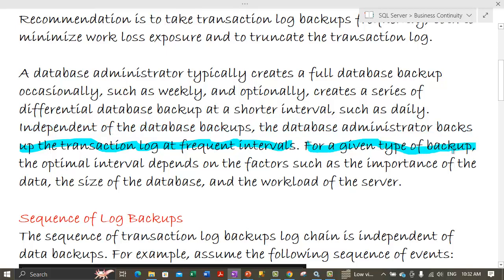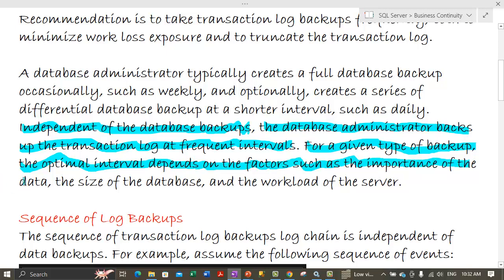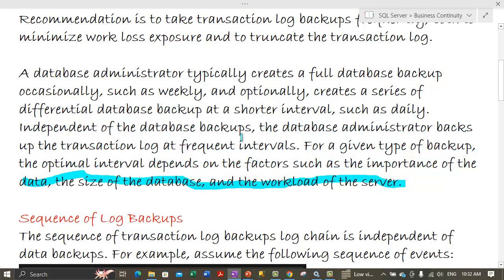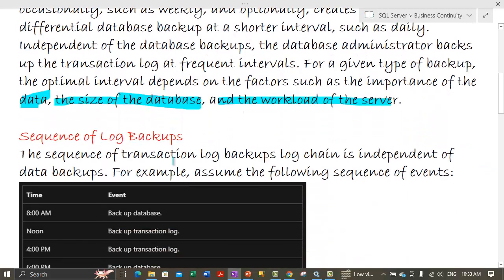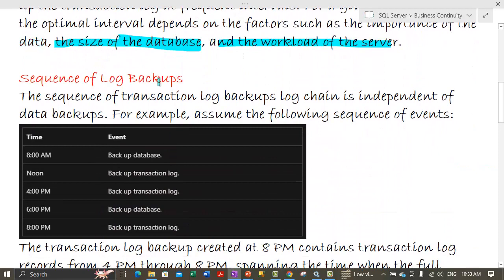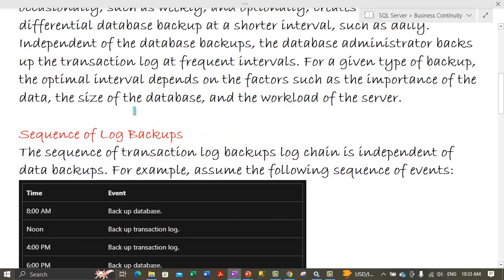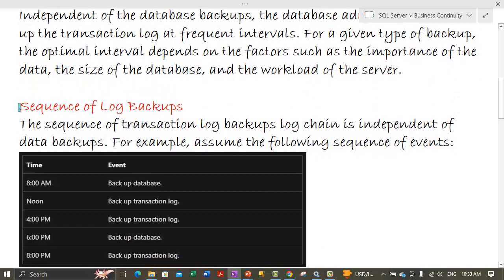For a given type of backup, the optimal interval depends on factors such as the importance of the data, the size of the database, and the workload of the server. So the frequency of the transaction log backups depends upon various factors, such as how important the data is, what the size of the database is, and what the workload on the server is. Upon considering such factors, we determine how frequently we should take the transaction log backups.